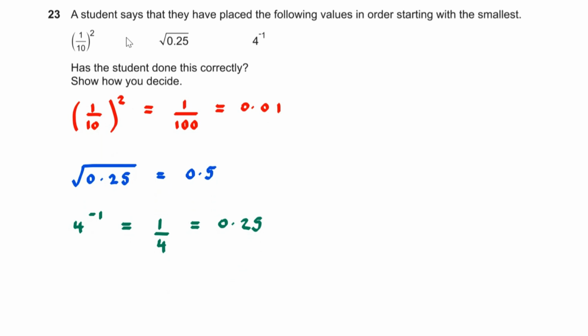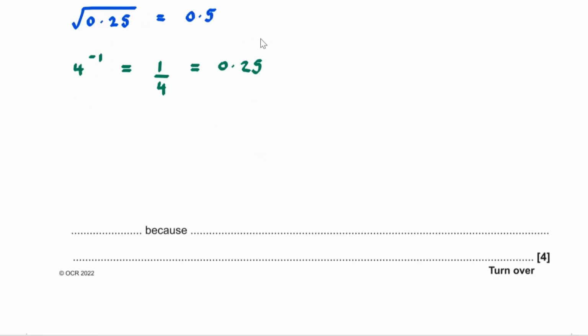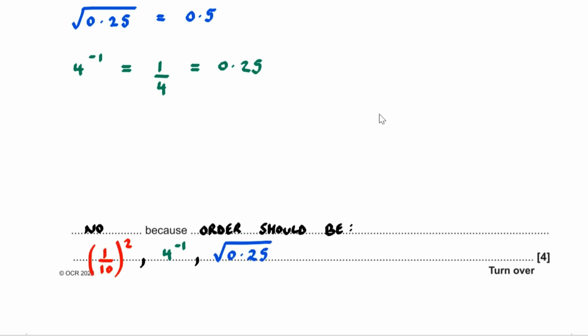So are these in the order of size with the smallest first? Well, no, because the square root of 0.25 is bigger than 4 to the power of minus 1. So no, the order should be a tenth all squared, 4 to the minus 1, and then the square root of 0.25.